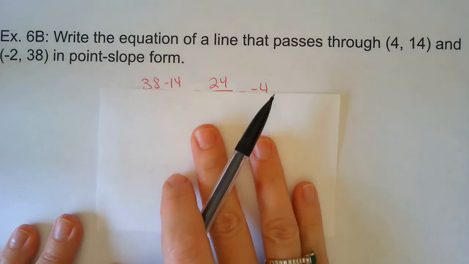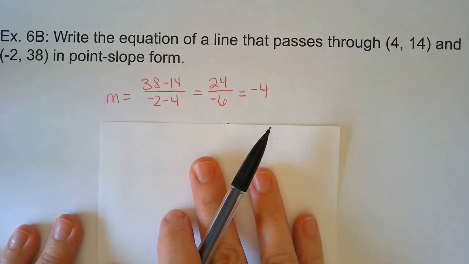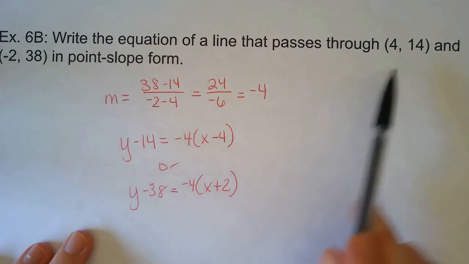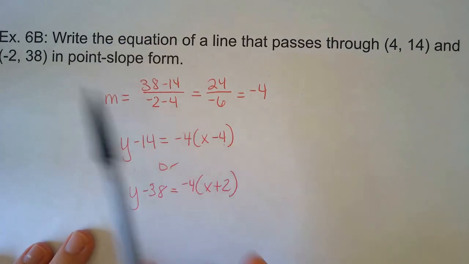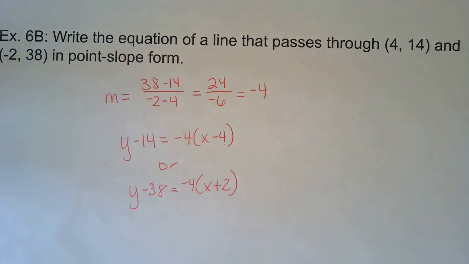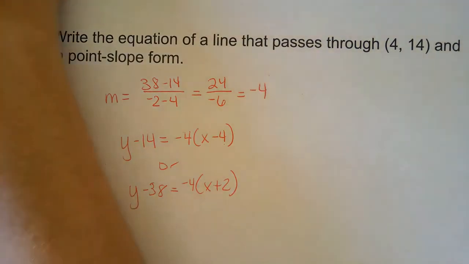So in the last question, you should have found your slope to give you -4. You have 2 options that you could have written, either using 4, 14 or you could have used -2, 38. All right, so this lesson is where you are writing equations using all 3 forms.